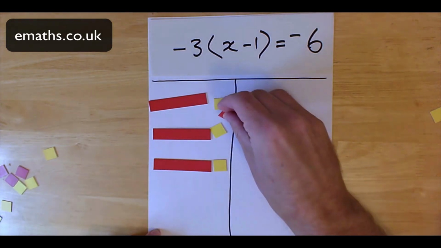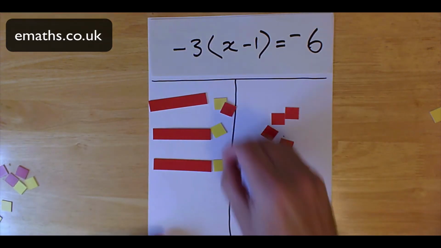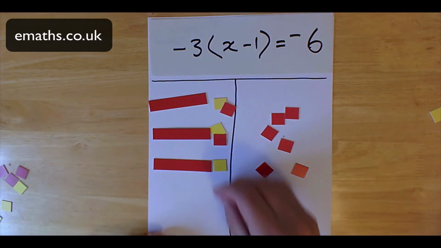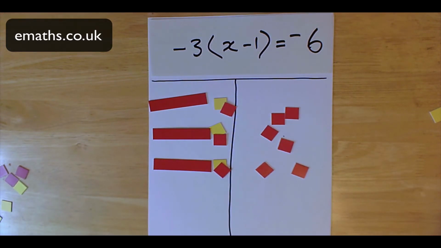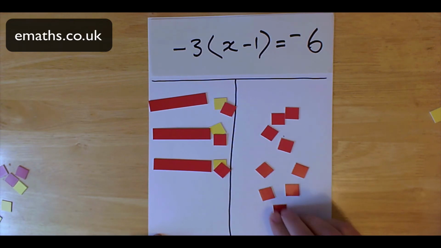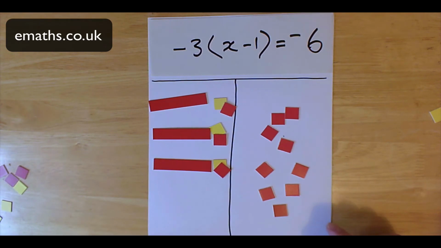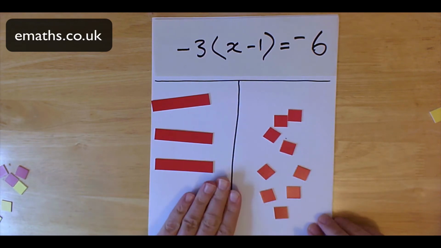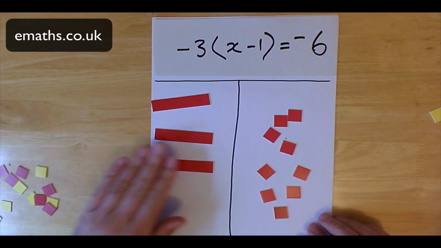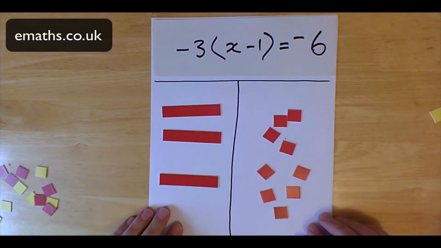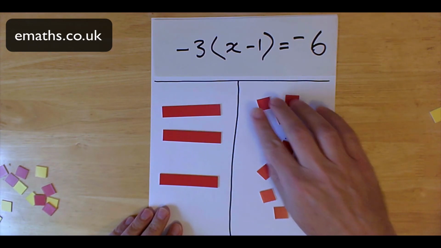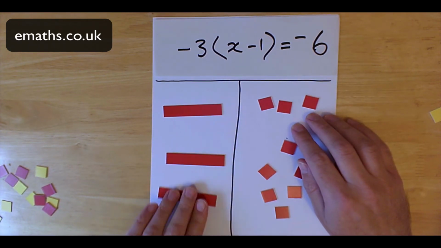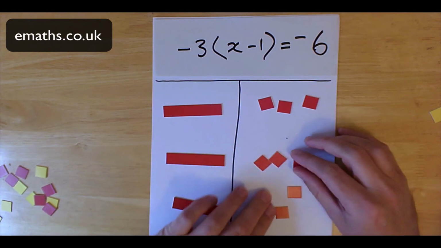So I want to get rid of these yellows over here to leave x's on their own. I'm going to introduce 3 reds, which means on this side I have to introduce 3 reds, and you can see over here now the children have been doing a directed number and another directed number. These are zero pairs over here, so they are zero, which means I don't have to have them in the system. And now I have 3 x's over here. Can I create 3 equal groups? Yeah, I can do that.